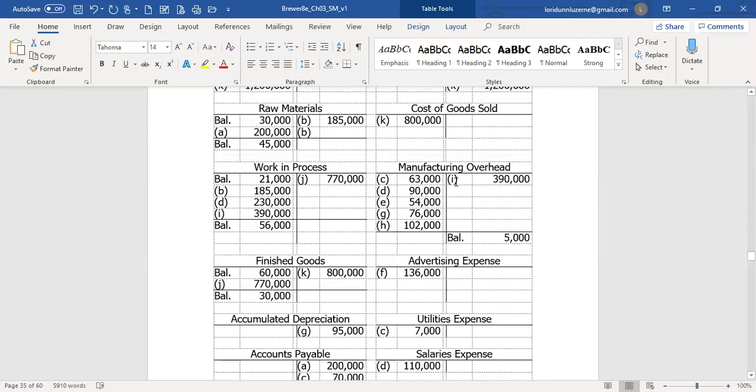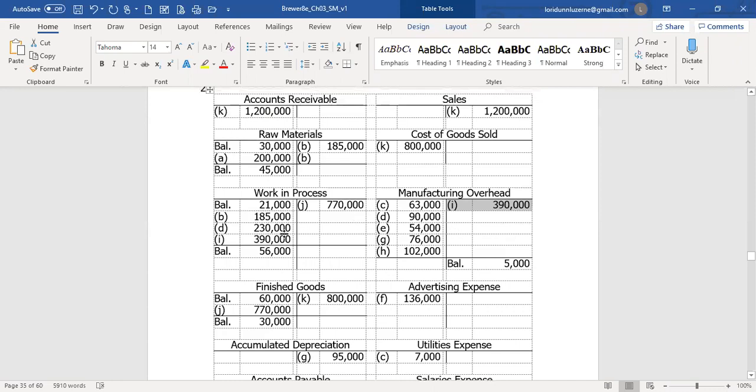In I, we are now going to apply our manufacturing overhead based on a predetermined rate, $390,000. We're going to debit our work in process for $390,000, credit manufacturing overhead. Notice when we do that, we end up with a credit balance. We've actually applied more than we've actually paid for to this point. We'll correct that.